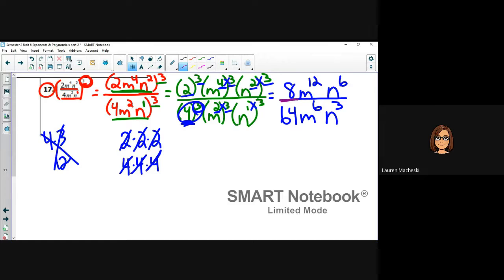Follow that order of operations, that PEMDAS, parentheses, exponents, multiplication if you have it, and then your division. So 8 divided by 64. I don't think that divides evenly because my numerator is smaller than my denominator. So 8 divided by 8 is 1. 64 divided by 8 is 8. You're always thinking, what number goes into this numerator and this denominator? That helps me simplify. So it simplifies to 1/8. If I'm dividing like bases, I subtract. So 12 minus 6 is 6. 6 minus 3 is 3. So 1/8, m to the 6th, n to the 3rd.